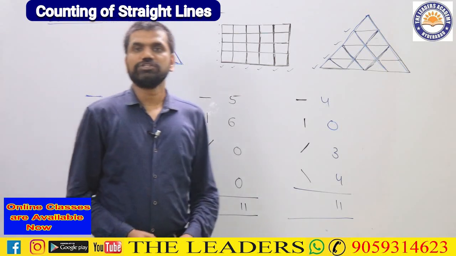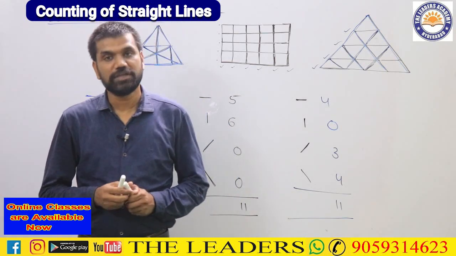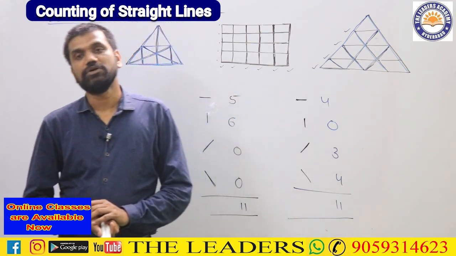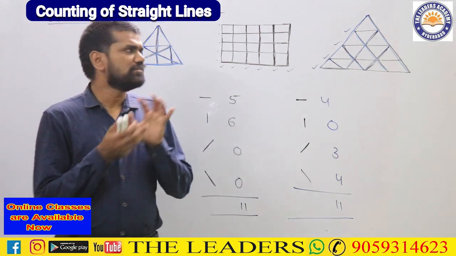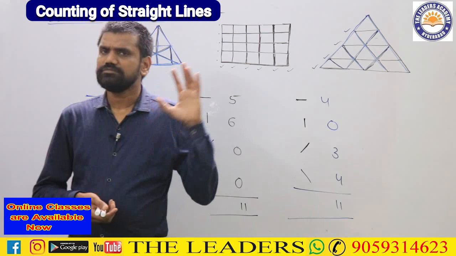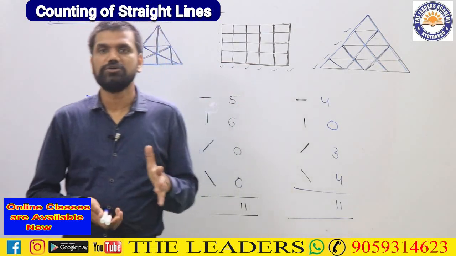So this is how you take any particular figure, it doesn't matter, but keep in mind we will have only 4 types of straight lines in any particular diagram. If you take any competitive examination, this is a very rare model that is coming in the exams. It is not that difficult to count.